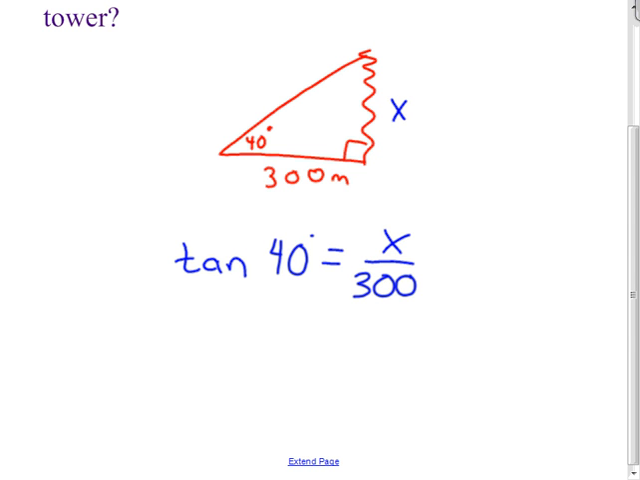I've got to get x by itself, isolating x. X is in my numerator, which is where I need it to be. Therefore, get rid of your 300. That is divided by, so I multiply. So I take the tangent of 40, multiply by 300. And x equals 251.73 meters. So that's how tall your radio tower is.